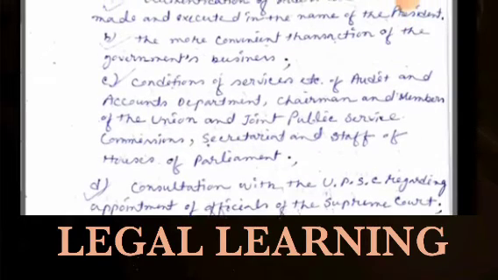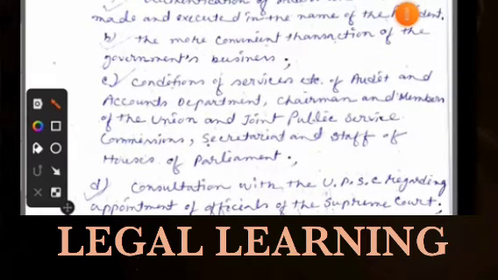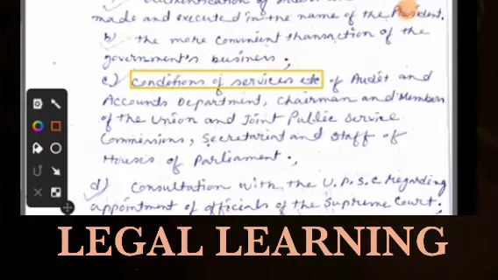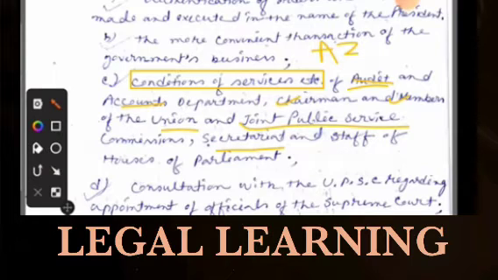Union and the joint public service commissions, secretariat and staff of houses of Parliament. What are the points here? Condition of service. It's mainly about the condition of service of what? Audit and accounts department, chairman and members of the Union and joint public service commissions, secretariat and staff of the House of Parliament.